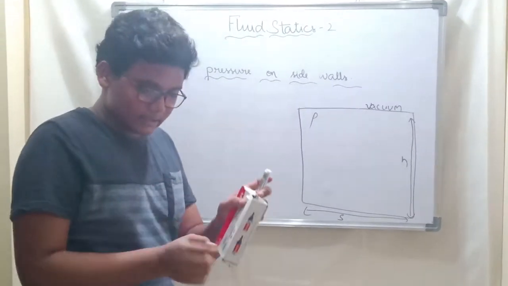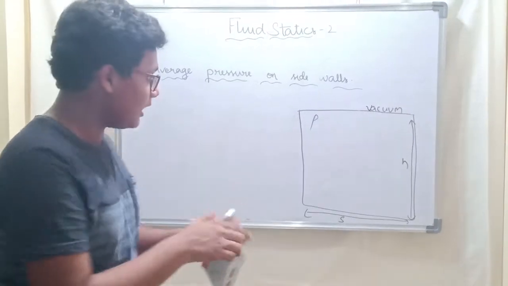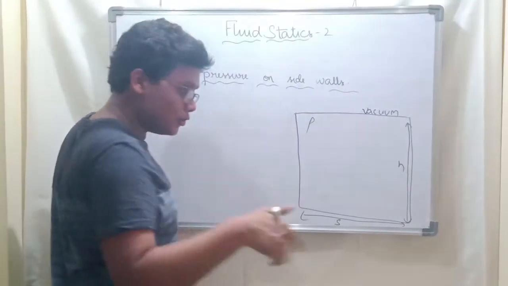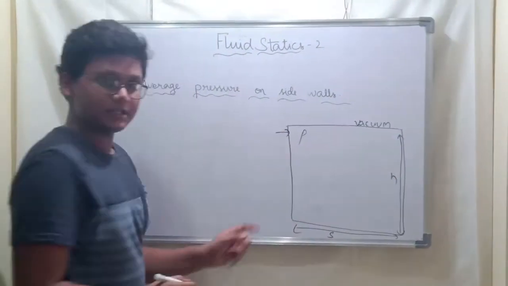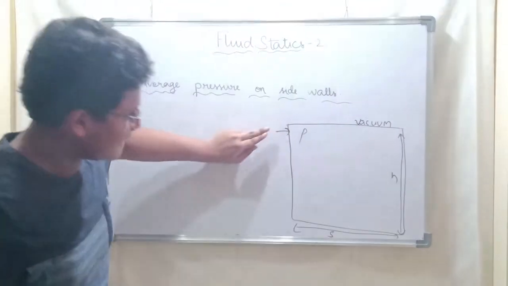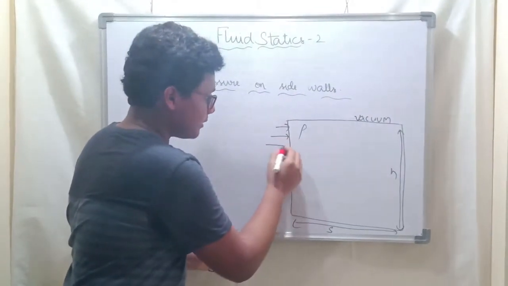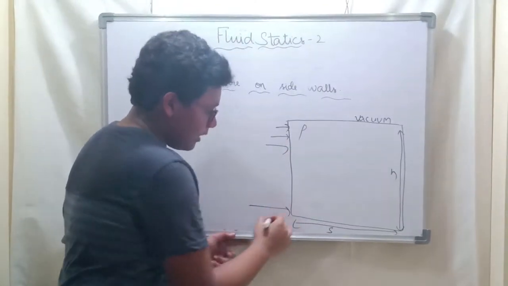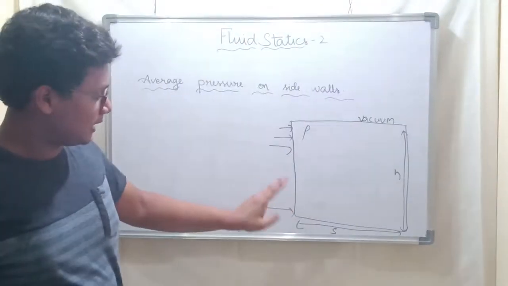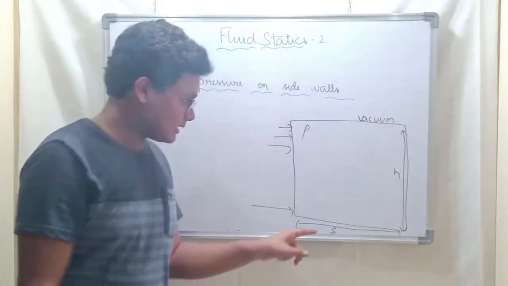At the bottom, because of more height, the pressure will become more, and a huge pressure will act at the bottom. Here the pressure is less. Normally the liquid will apply some pressure, and lower down it will increase, and high pressure will be applied by the liquid on the sides of the container, with the highest pressure at the bottom.